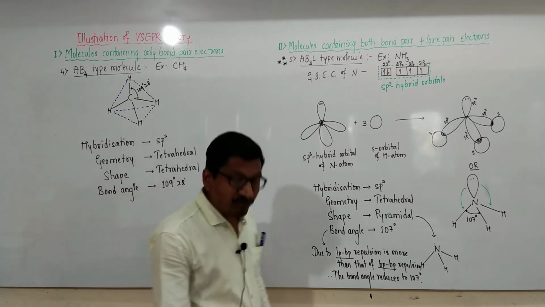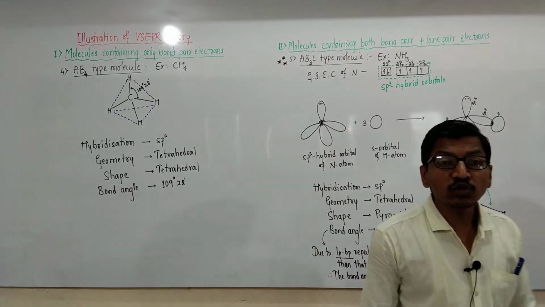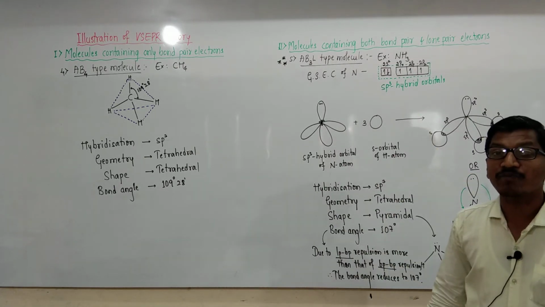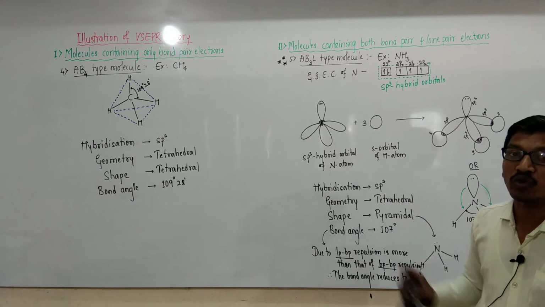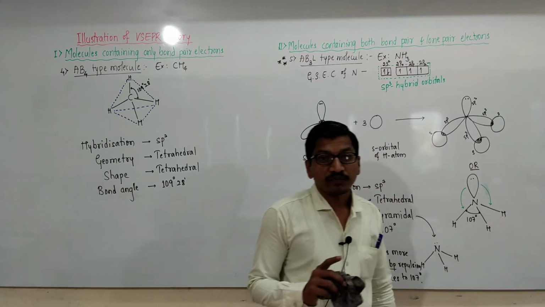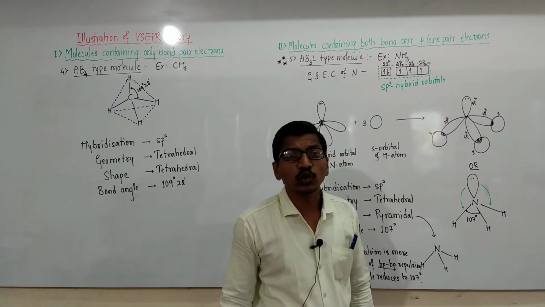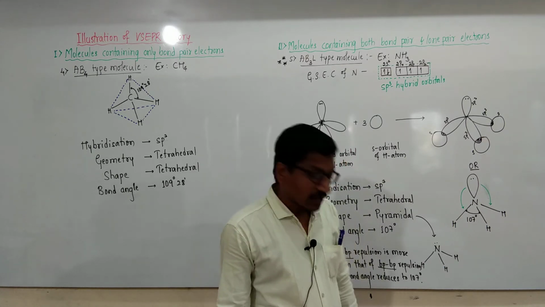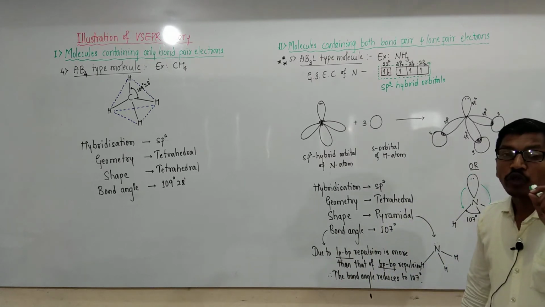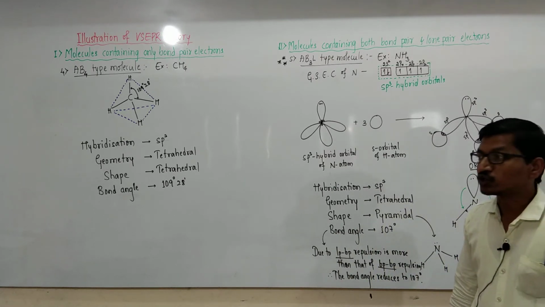AB2L2 type of molecule. AB3L type of molecule, example is ammonia. AB2L2 type of molecule contains 2 bond pairs and 2 lone pairs, and the example for AB2L2 type of molecule is water, H2O.